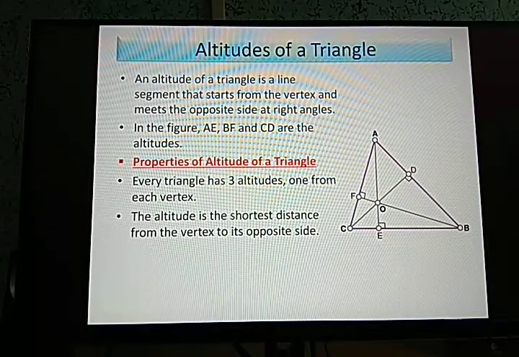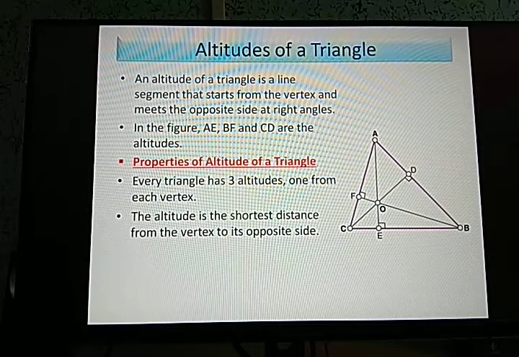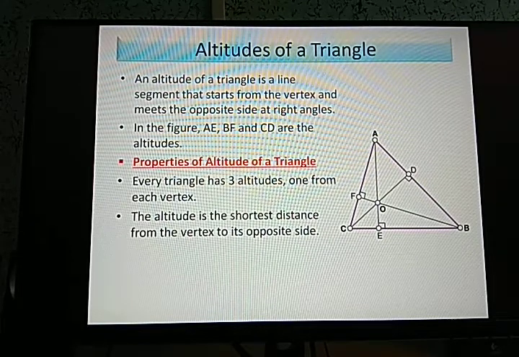Now the altitude is considered as the shortest distance from the vertex to the opposite side. Since it is a perpendicular and we know that the perpendicular is the shortest distance, that's why the altitude is also the shortest distance from the vertex to its opposite side.